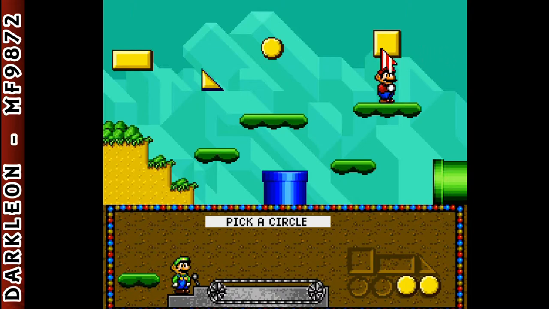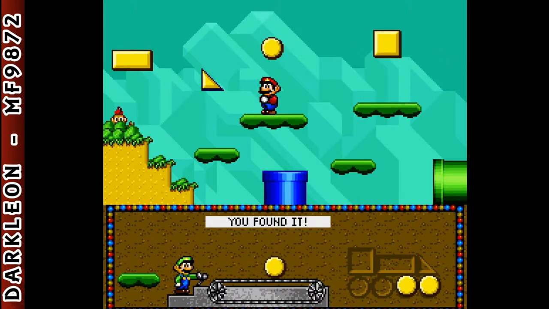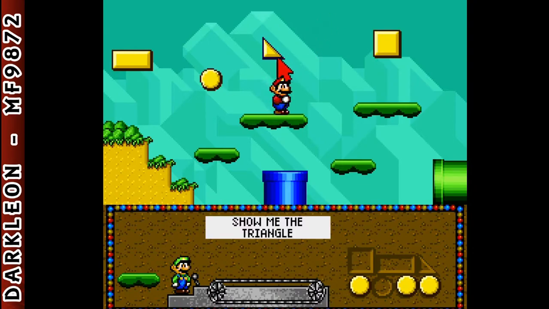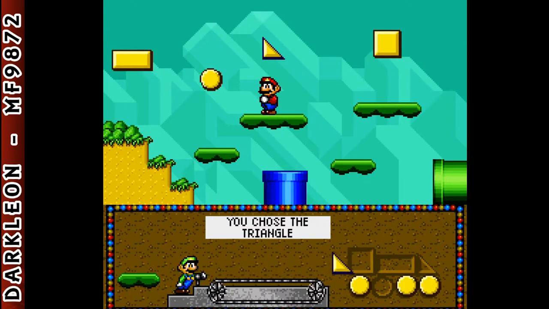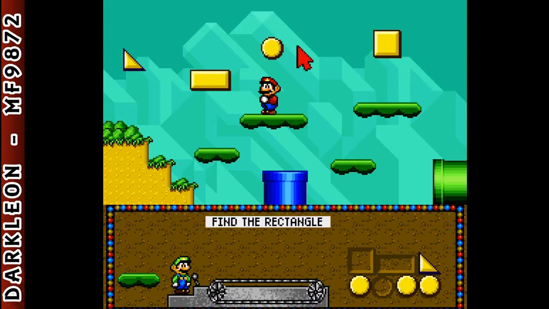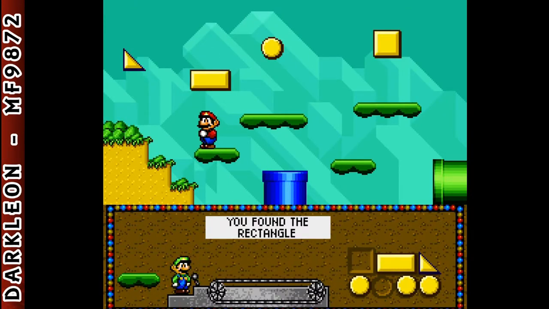Pick a circle. You found it! You chose a circle. Show me the triangle. I like your choice. You chose the triangle. Find the rectangle. Super! You found the rectangle.